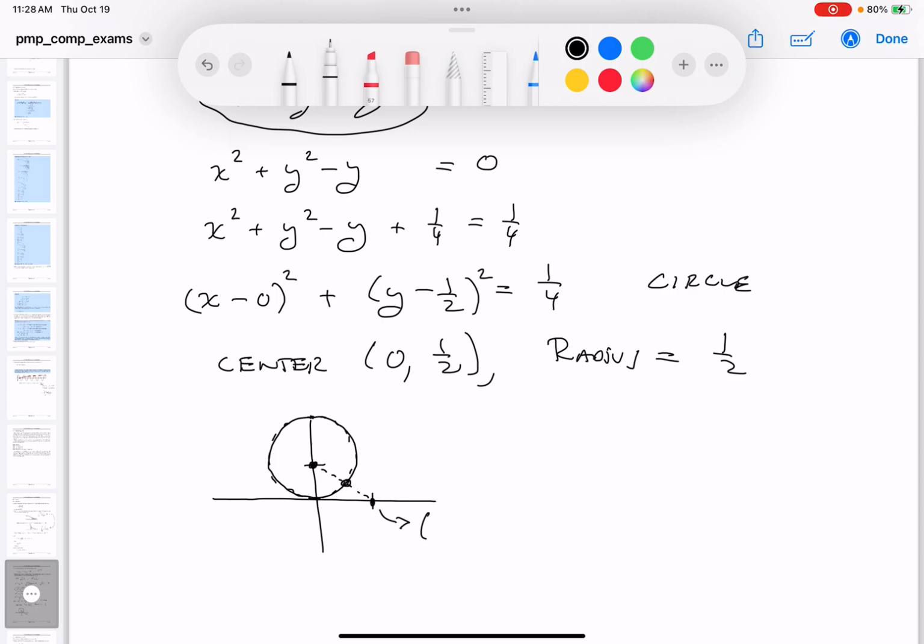This point over here. I know they use decimals in the notes, but I'm going to use not a decimal, but the number, and that number over here is 1/2, 0. What's this number over here? This is the center. The center is going to be 0, 1/2.